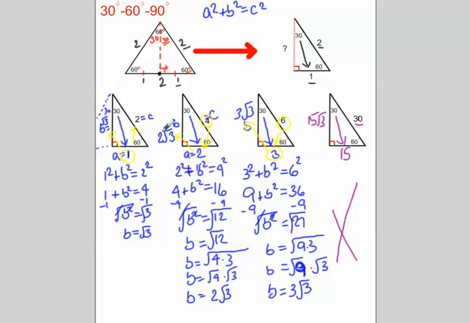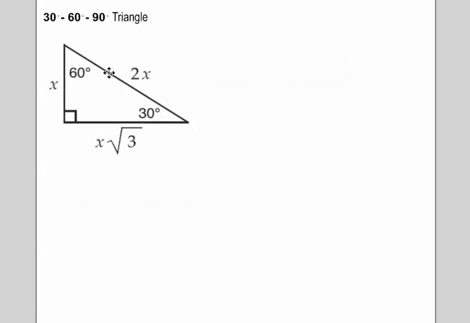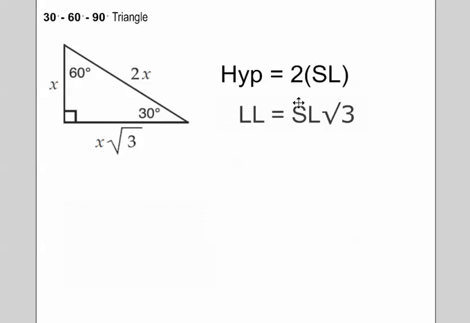So the rule for 30, 60, 90 looks like this, and this is exactly what it looks like on your end of course reference sheet, and I'm also going to give it to you in words. The hypotenuse equals 2 times the short leg. The long leg equals the short leg times the square root of 3. So whatever you're given, you can write the other one, or you can figure out what the other one is valued at. And let's do one final example.